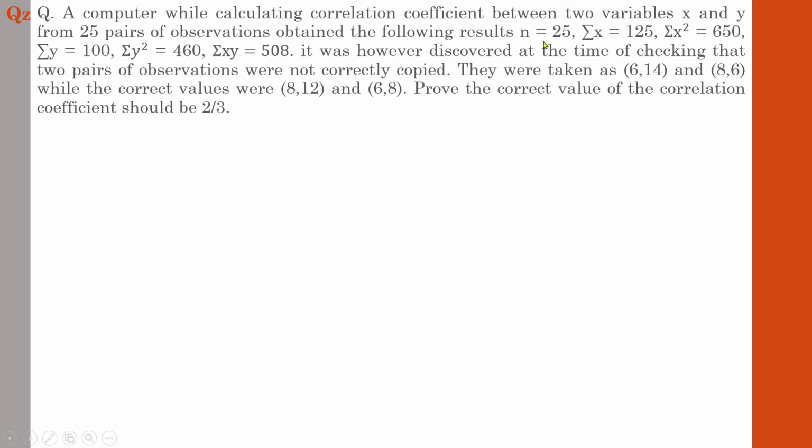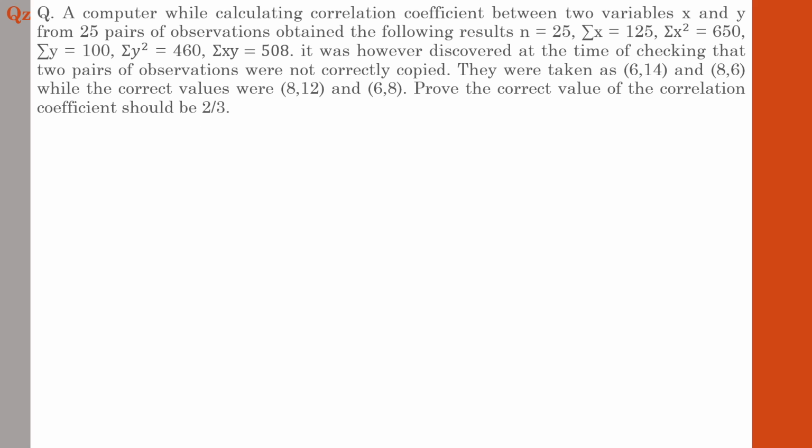Okay, in this case, see, all the details are given, but there is some issue. It was discovered that two pairs of observations were not correctly copied. Two pairs means 4 items that were taken as 6 and 14 and 8 and 6, while the correct values were 8 and 12 and 6 and 8. So the x and y values were taken as 6 and 14 and 8 and 6; they have wrongly taken these set of values instead of these. Prove the correct value of correlation coefficient should be 2 by 3. So you are asked to find whether it is 2 by 3 or not.